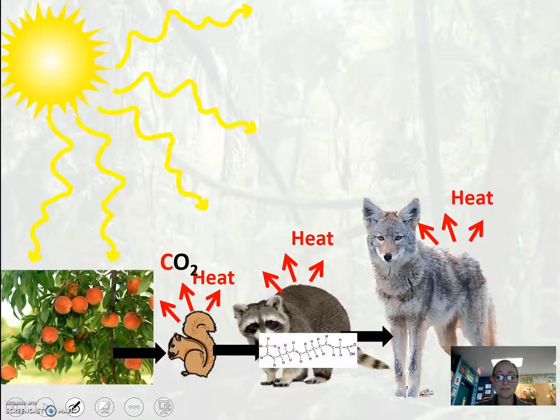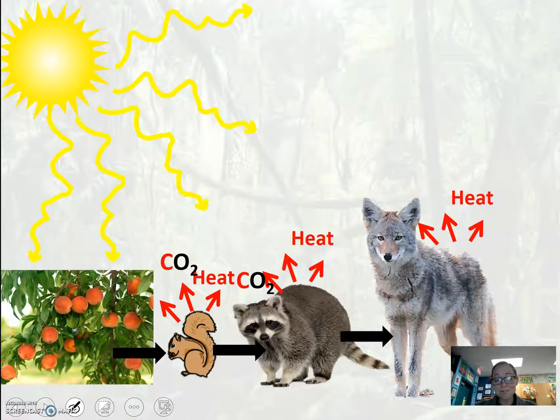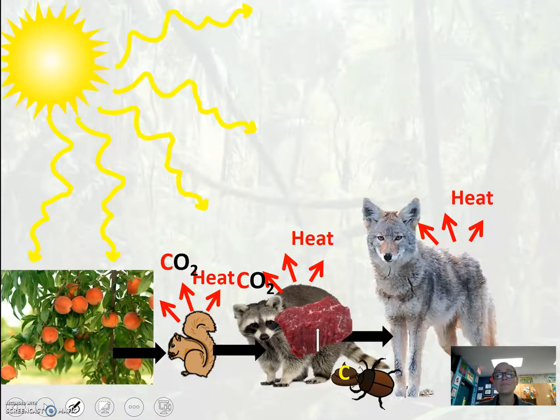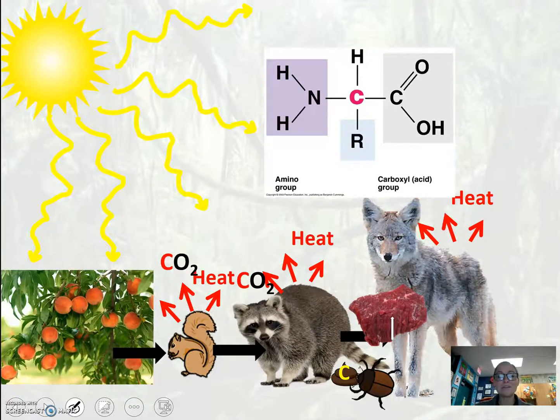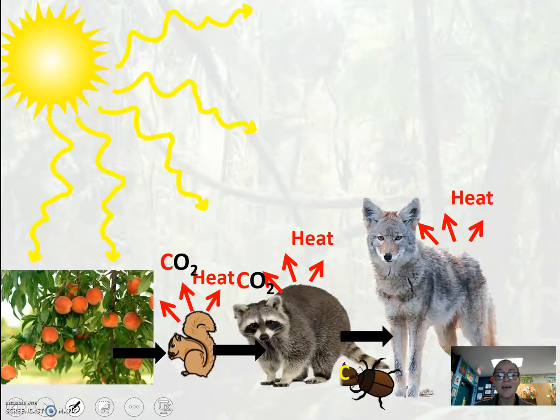So when the raccoon eats the squirrel, the carbon is now in the raccoon. The raccoon may use that fat as a source of energy and then exhale the carbon in the form of carbon dioxide, or it may poop out that carbon. And if it poops out that carbon, well, maybe a dung beetle will come and eat that carbon. Or maybe it's now used to build amino acids and stored in its muscle tissue. Remember, there's carbon in our amino acids. And so if that coyote eats that raccoon, maybe it's taking the carbon in the form of fat or in the form of protein.